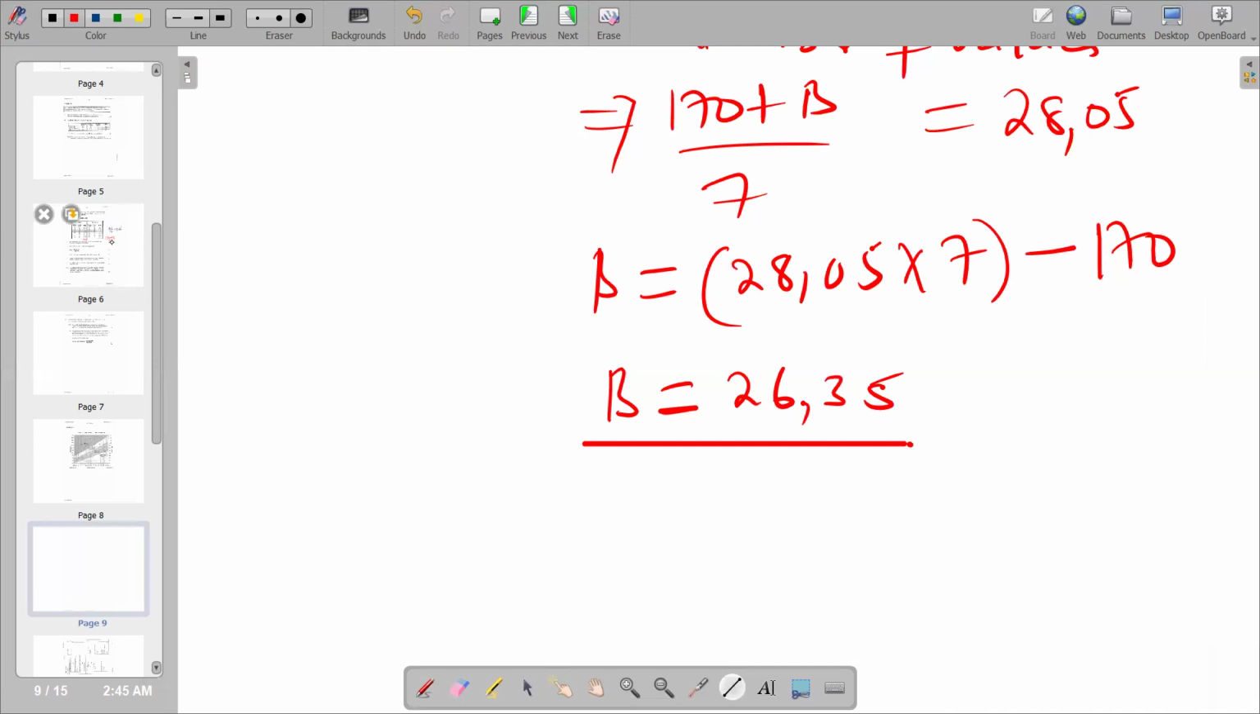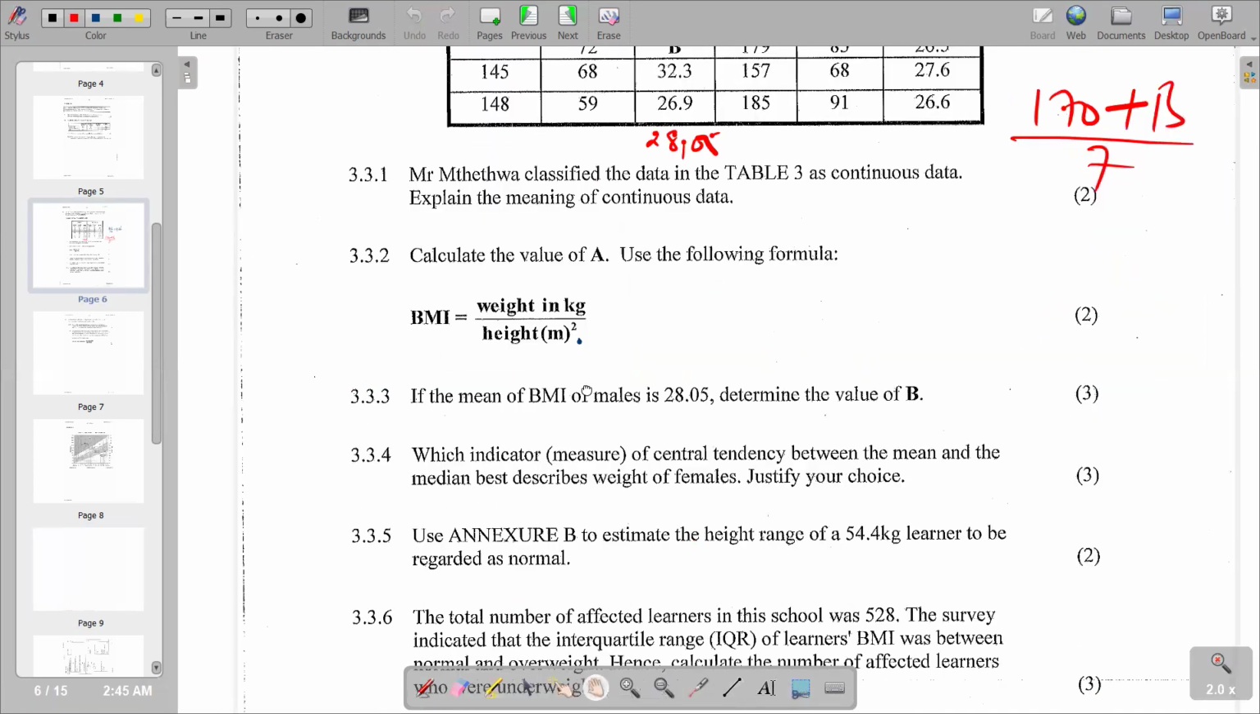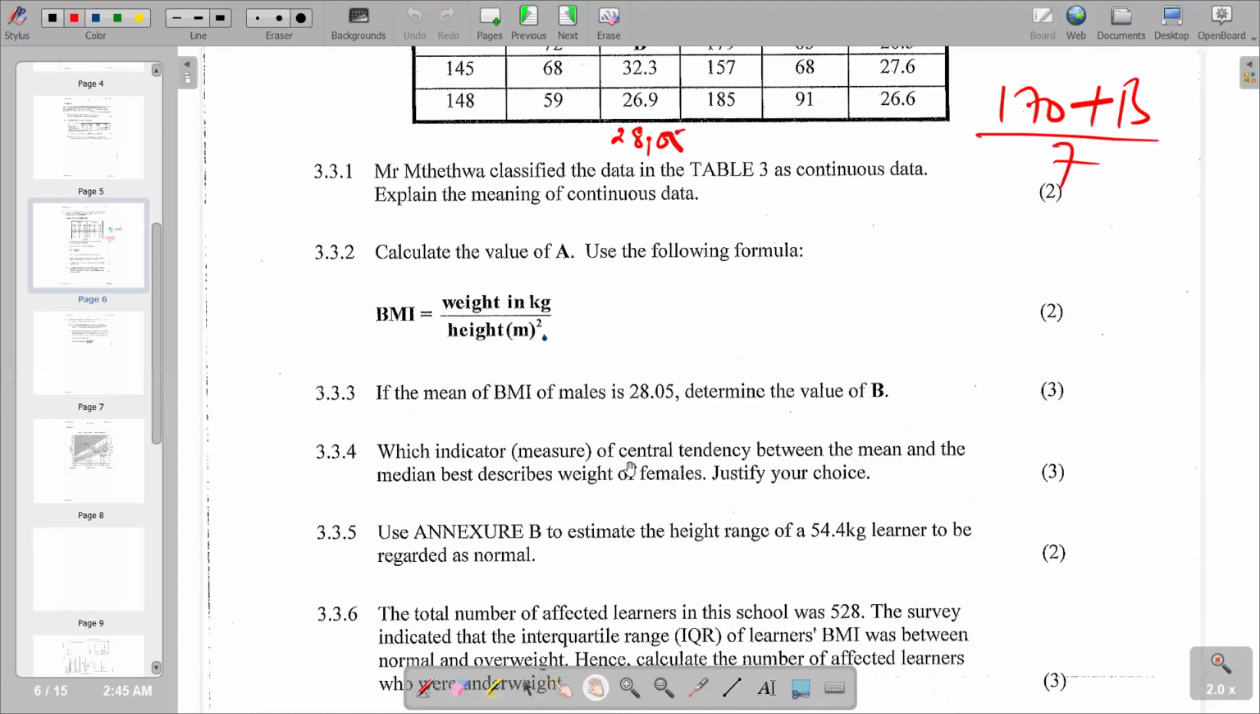So we'll go to the next part of our question, which is now 3.3.4. Which indicator, measure of central tendency between the mean and the median, best describes the weight of male learners? Justify your answer. So basically, the question is asking which measure of central tendency is better between the mean and the median. You would see that the mean is better, obviously, because it takes all values into account, as compared to the median, which only gives the middle value. So that's the explanation that we are going to give.